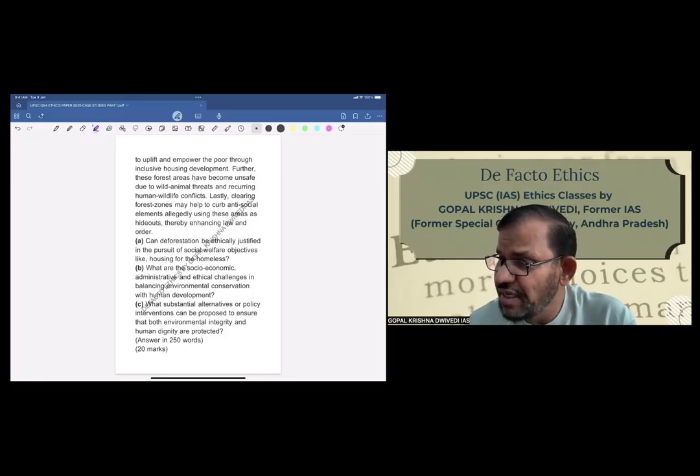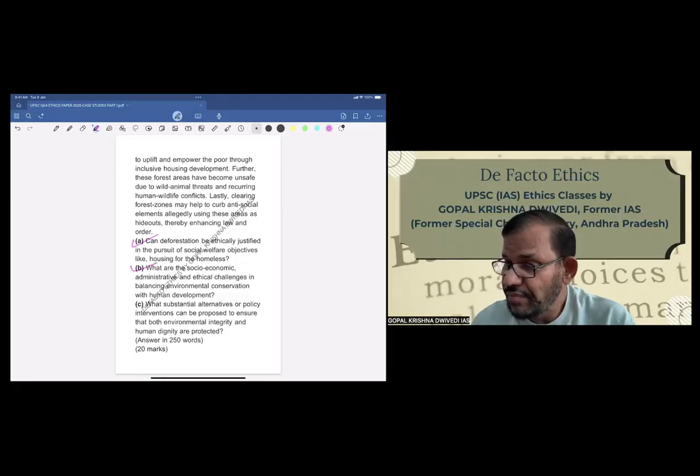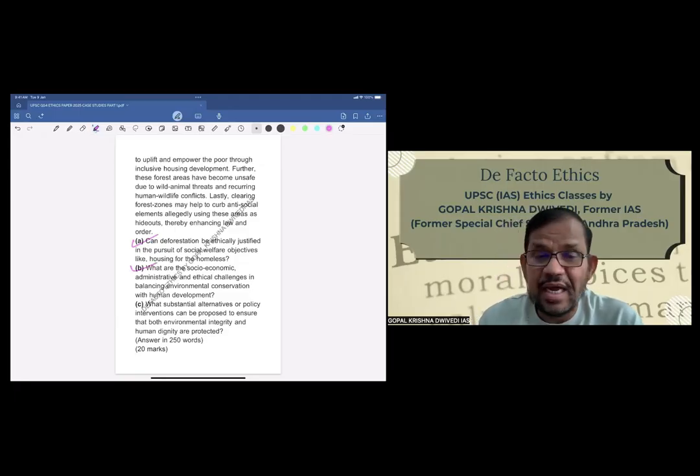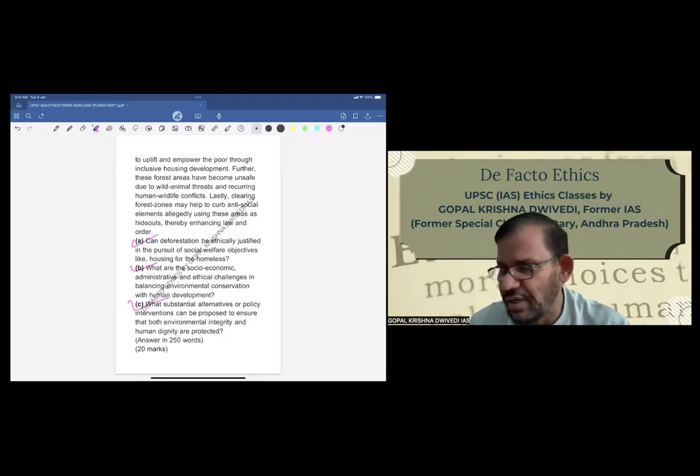Can deforestation be ethically justified in pursuit of social welfare objectives like housing for the homeless? This is the first question. The second question is, what are the socio-economic, administrative, and ethical challenges in balancing environmental conservation with human development? Third is, what substantial alternatives or policy interventions can be proposed to ensure that both environmental integrity and human dignity are protected? This is the third question. And this has to be answered in 250 words for 20 marks. So now we'll see one by one.